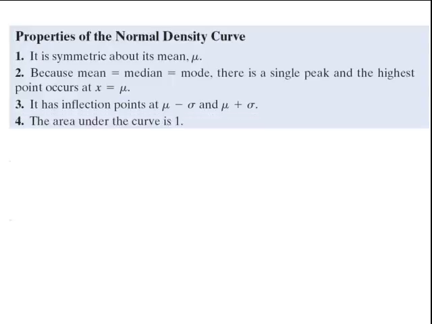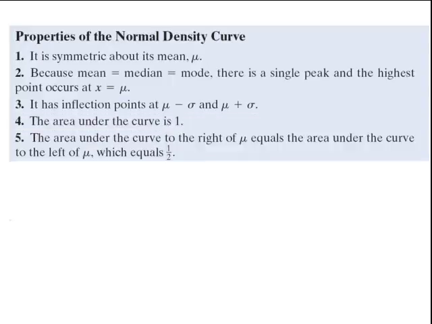The area under the curve is 1. The area under the curve to the right of mu equals the area under the curve to the left of mu, which both equal 1/2.